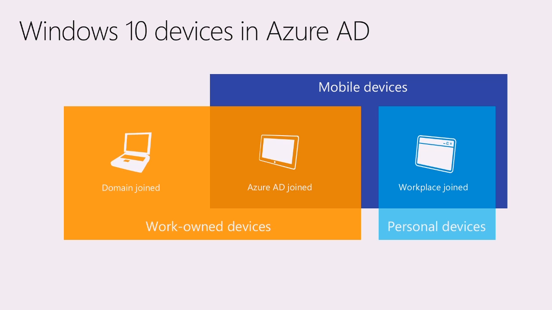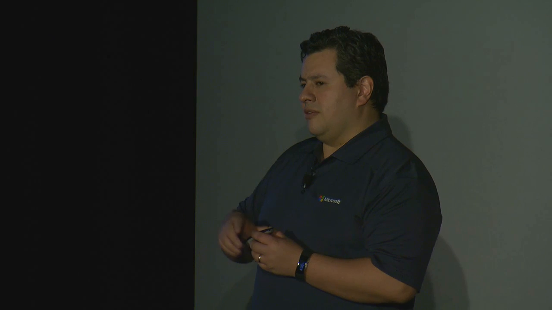And of course, workplace join devices are my phones, my tablets that are not desktop devices like domain join devices. But again, with the benefits that we've talked about, even domain join devices can have that single sign-on experience to the cloud. So now with the form factors that we have today, you could have tablets that are domain joined and yet will have those benefits as well.